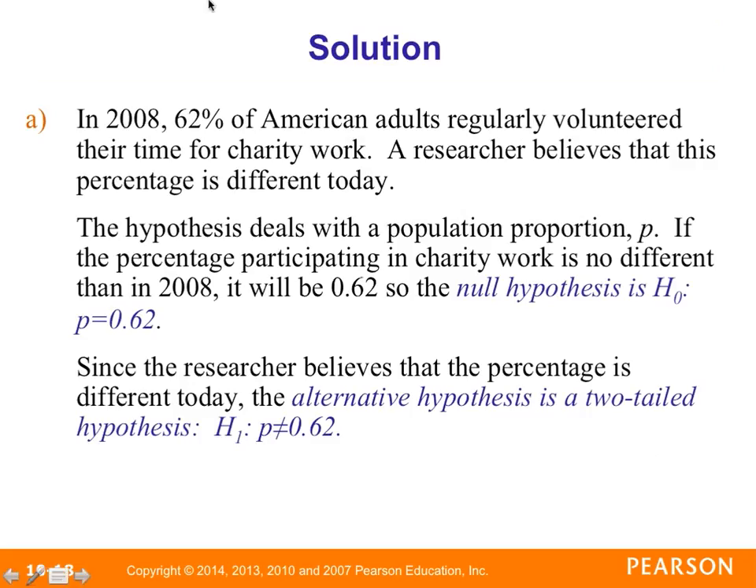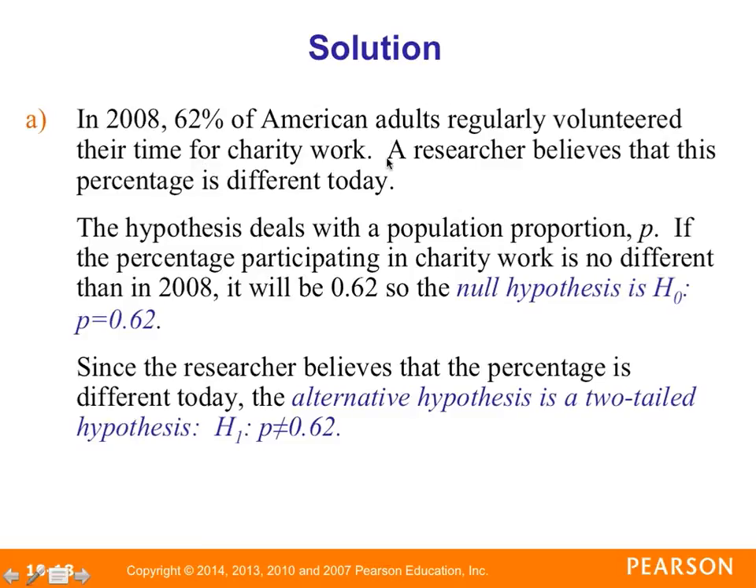So let's start with A, which is: in 2008, 62% of American adults regularly volunteered their time for charity work. A researcher believes that this percentage is different today. Okay, so the hypothesis is going to deal with, like we talked about, a population proportion P, because we're talking about the percentage of American adults who fit some kind of characteristic. If the percentage participating in charity work is no different than in 2008, that means that it's going to still be 0.62. So we would form our null hypothesis by saying that P equals 0.62. So this is our parameter equal to some value, which in this case is our 0.62 from above.